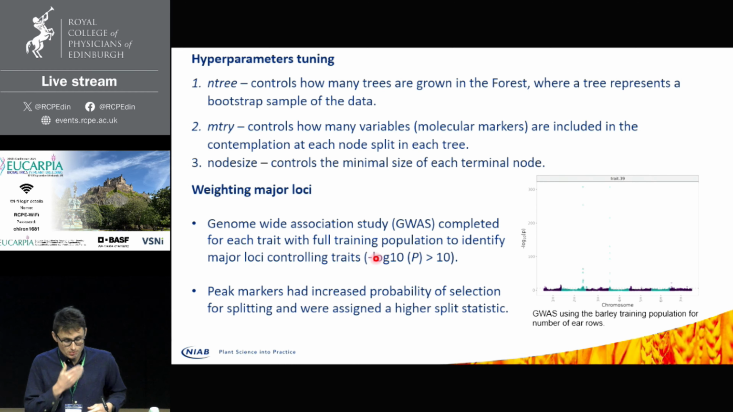For the weighted major loci approach, we tested several methods, but in this scenario we're reporting a GWAS scan for each trait to identify what the major QTL are, defining major QTL as anything with a minus log 10 p-value over 10. This is an example for ear row. You can see two major QTL. We then took the peak markers from those QTL and increased the probability of them being selected in the mtry sample for each decision. And then once they'd been selected, we increased probability by giving them a higher split statistic, meaning there's more chance that they'd actually be used for splitting.